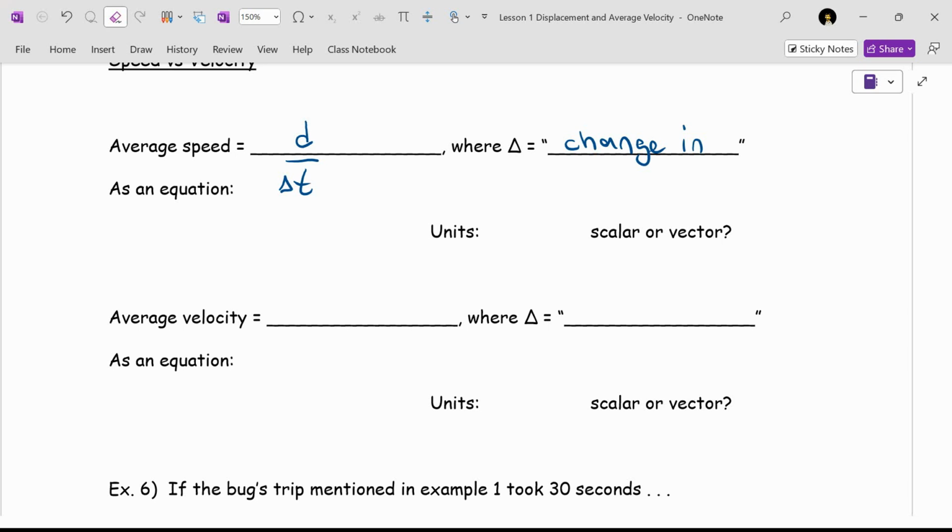So as an equation, our symbol for speed, we take the velocity symbol and we lose the vector. V for velocity, no arrow, that's speed. Why don't we use S for speed? Taken by something else already.